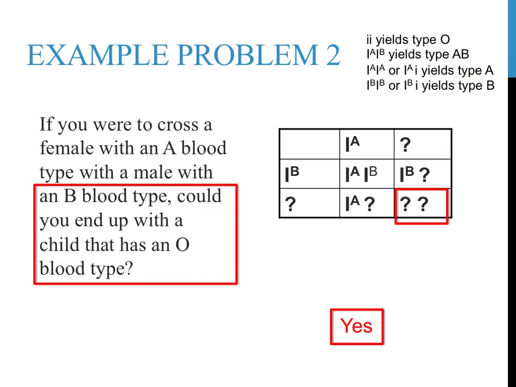As a result, it is possible that two parents, one with an A blood type and another with a B blood type, could have a child with an O blood type. While the odds may not be great, it could potentially happen. The answer to this question: yes, these parents could legitimately have a child with an O blood type.